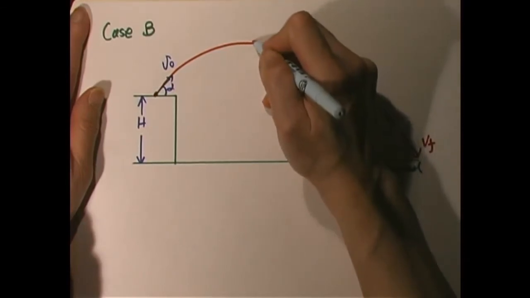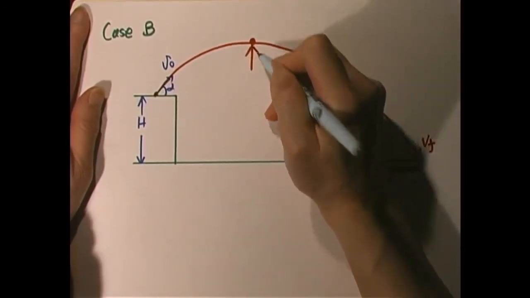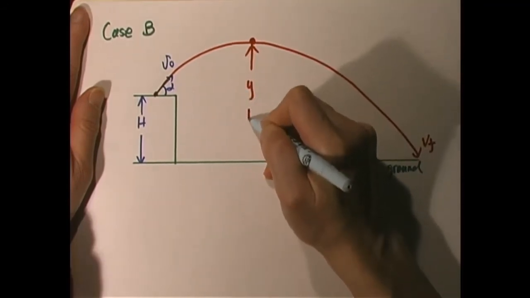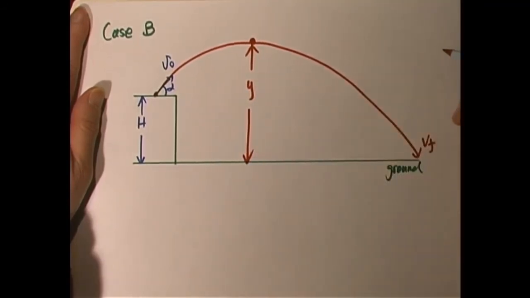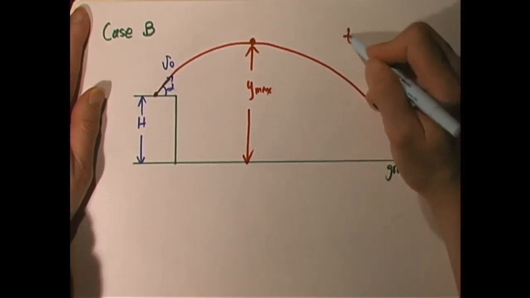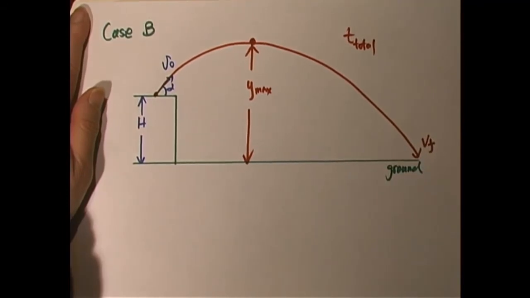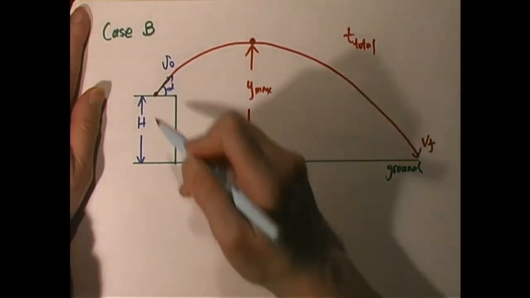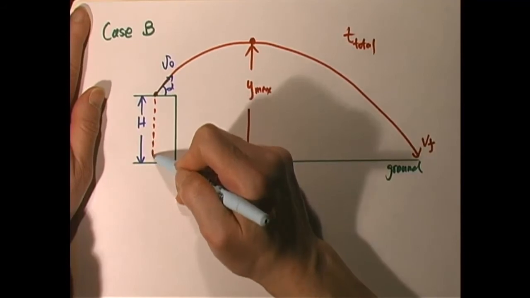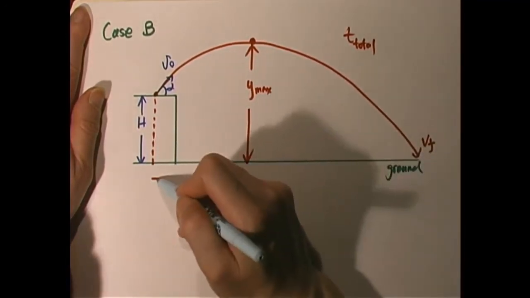The question is, how high? That is y max, maximum height. How long does it take? t total. And what is the x range again? So this is the initial position. So what is your R, which is the x range?